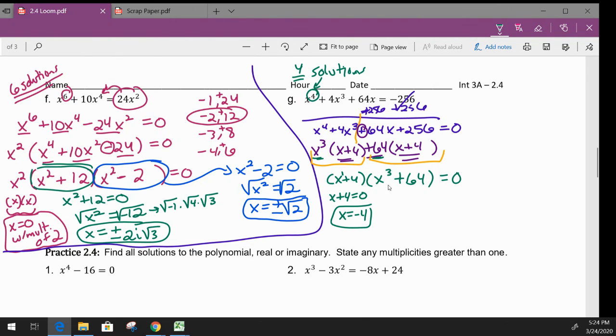So that means I need 3 solutions from here. Now, some of you might just look at that and be like, oh, can't I just make that x plus 4, x plus 4, x plus 4? No, no, no, no. This is something that we learned in lesson 2.2, I believe it was.